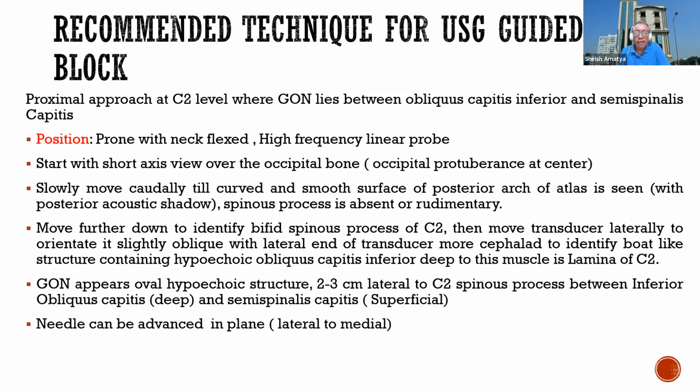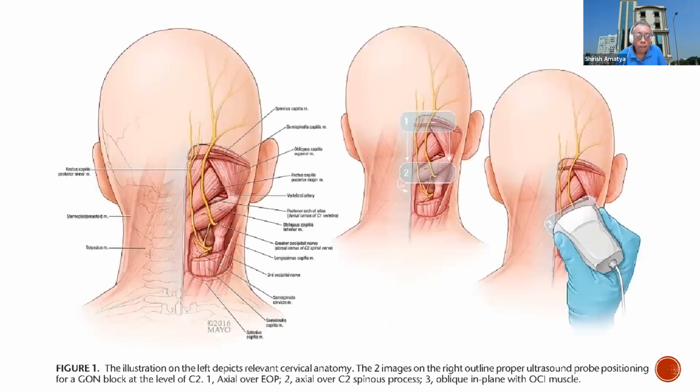And in this area, we can direct the needle in an in-plane direction from lateral to medial side to block the greater occipital nerve. So this is the picture of how to scan the greater occipital nerve. Sir has already shown very nicely.